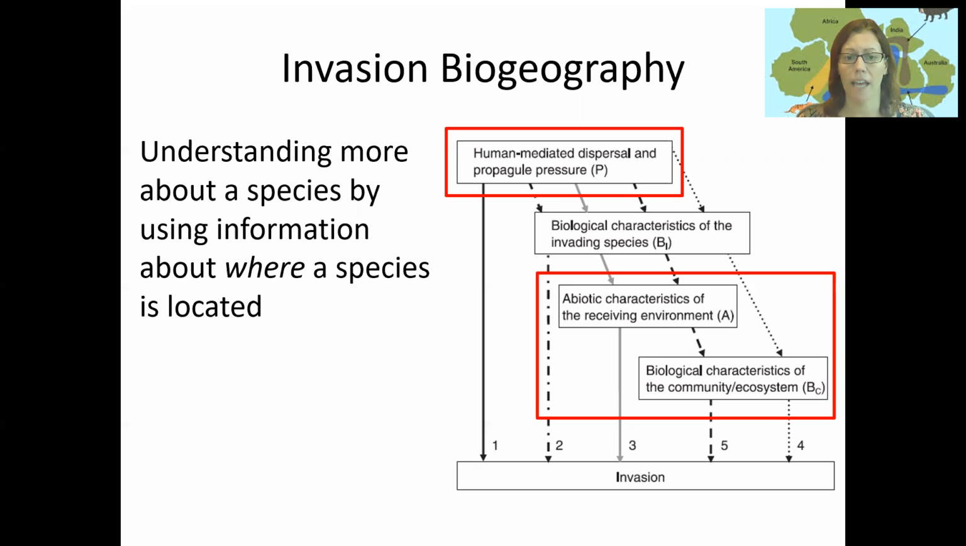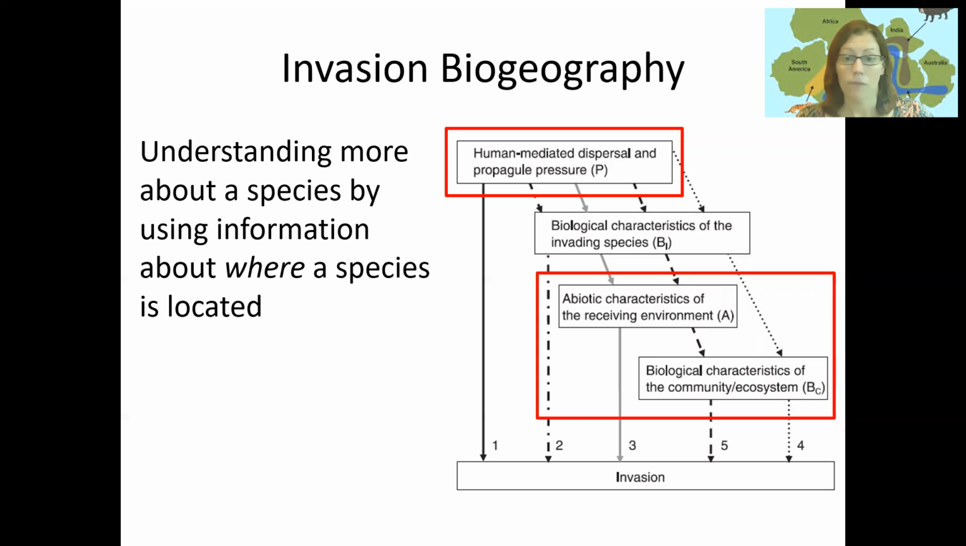Invasion biogeography tends to focus more on the sort of introduction and spread. I just discovered the laser pointer tool in PowerPoint, so I'm going to annoy you all with it. So we have human-mediated dispersal and propagule pressure, right? That is something that is very spatial. Abiotic characteristics like climate conditions, also something that's very spatial, something that we can put on a map. Biological characteristics also to some degree, something that we might have information about spatially.